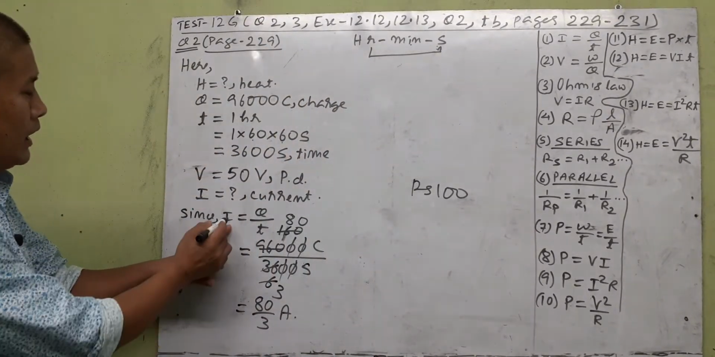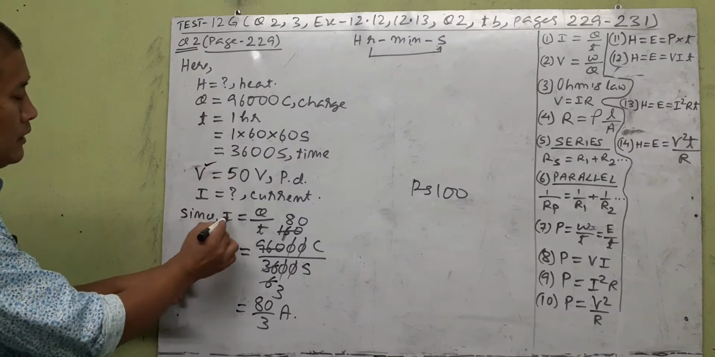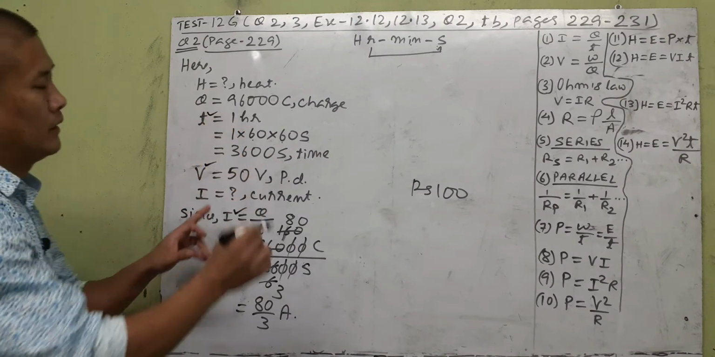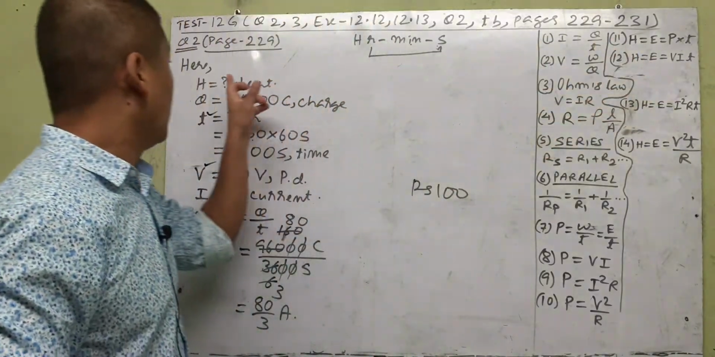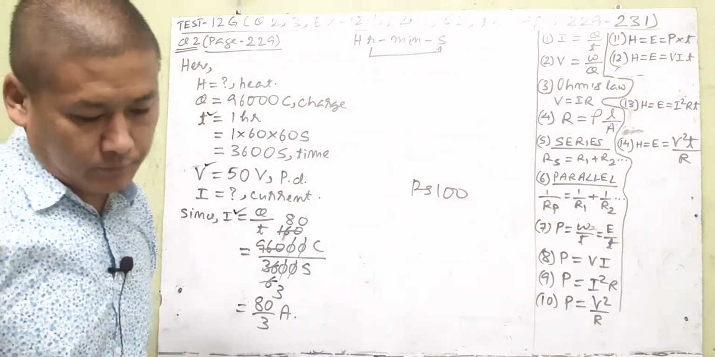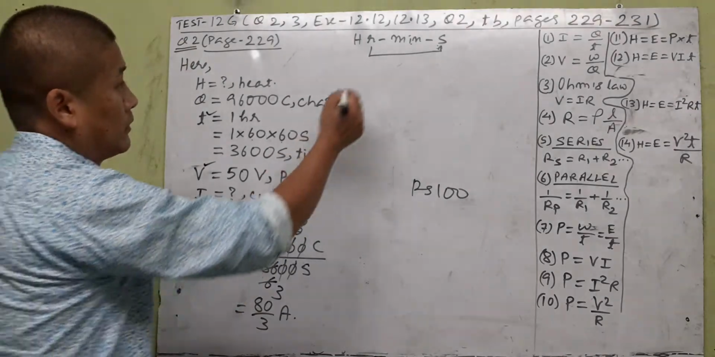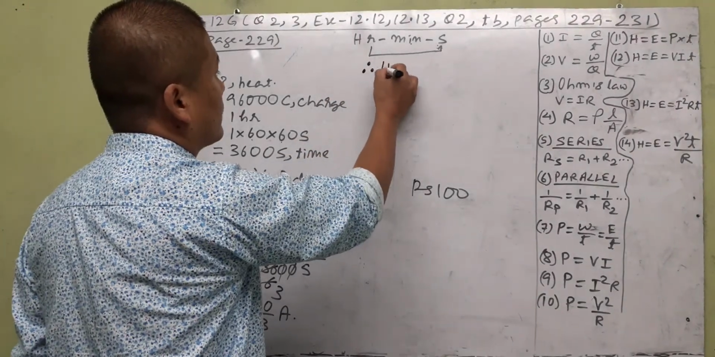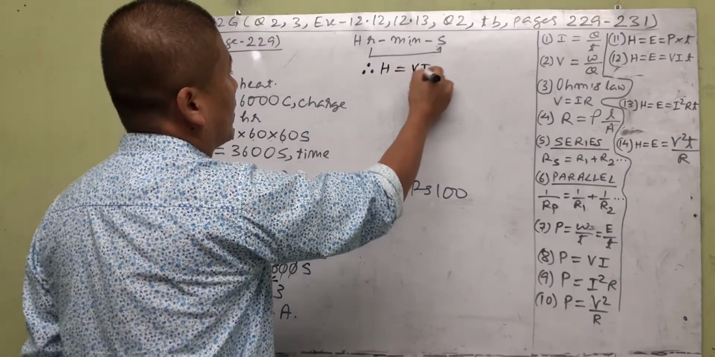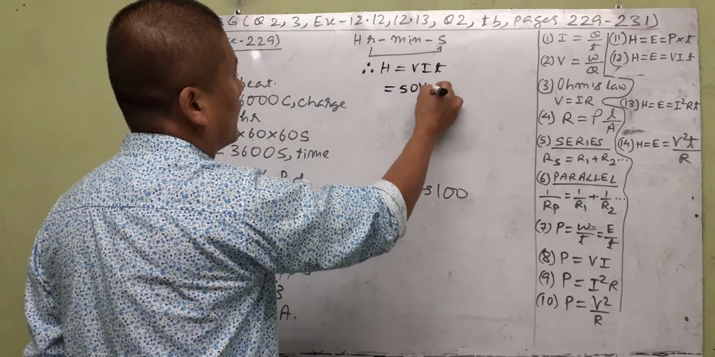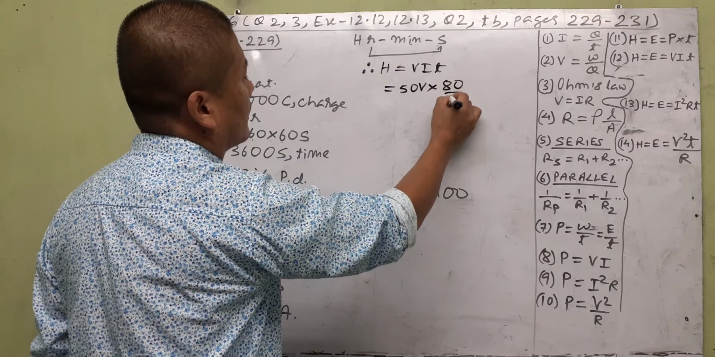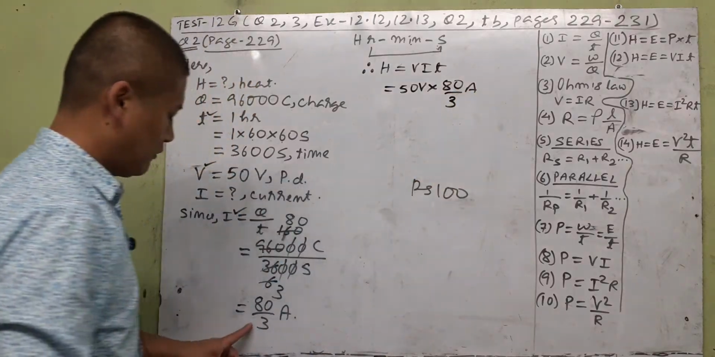So if you have I, V is there. Now we got I and T. VIT. You can use this to find out the heat generated that the question is asking. So therefore, we can simply write H is equal to VIT formula. So V is 50 volt, I is 80 divided by 3 ampere as we got just now.